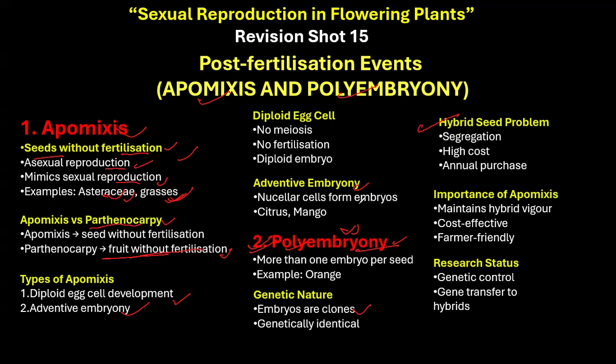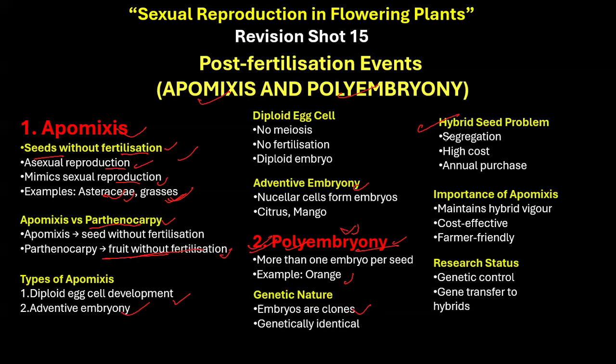So nucellar cells protrude into the embryo sac and then they develop into embryos. So many embryos are formed at once. This is polyembryony. So the presence of more than one embryo in a single seed is polyembryony. An example is orange. Now, what is the genetic nature of these apomictic seeds? They are diploid and they are genetically identical to the parents. You can call them clones also.